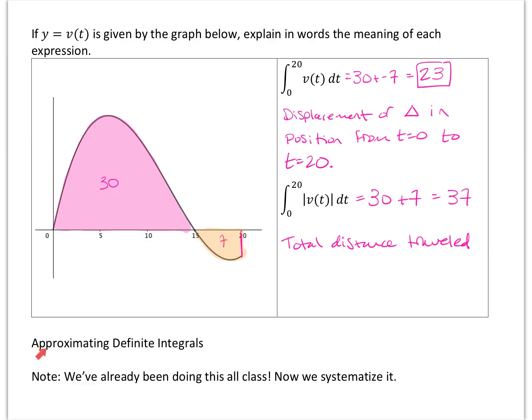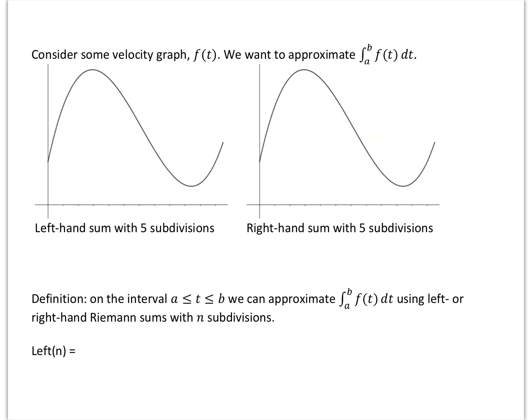Now we're going to talk about approximating definite integrals. That is approximating area under a curve. We've been doing this all class by using rectangles and triangles, but we're just going to systematize it now. So here's a velocity graph, f of t, and I want to approximate the integral from a to b of f of t dt. That is, approximate the area under the curve. And first, I'm going to do that with a left-hand sum with 5 subdivisions.